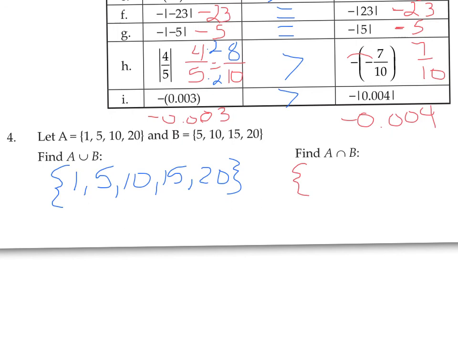And it looks like the 1 is in A, but it's not in B. The 5 is the first element that we see in both sets. So 5 is part of the intersection. The 10 we see in both sets. So 10 is part of the intersection. And the 20 we see in both sets. So 20 is also part of the intersection.